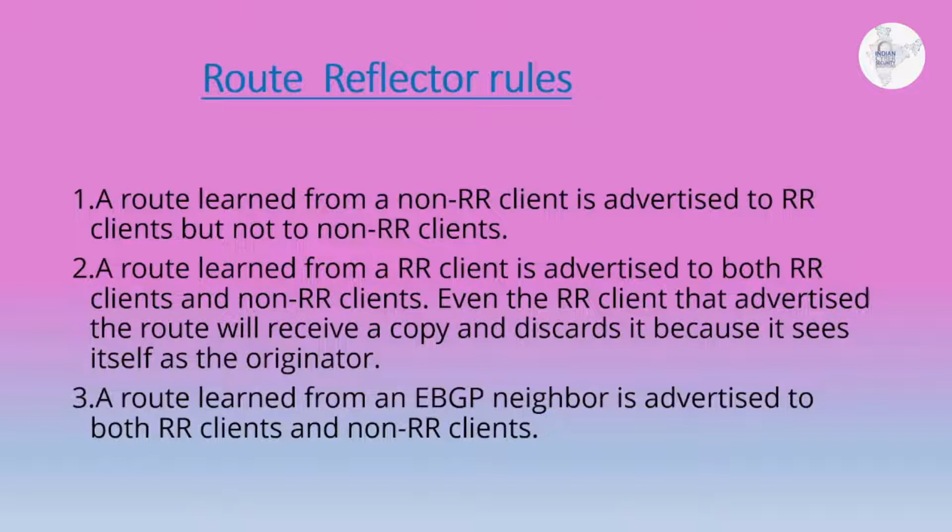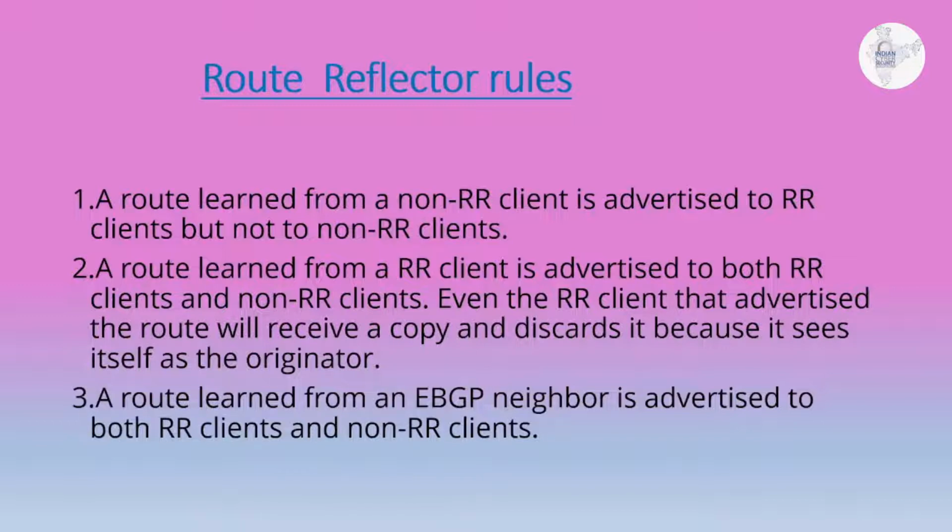Second, a route learned from a route reflector client is advertised to both route reflector and non-route reflector clients. And even the route reflector client that advertises the route will also receive a copy of its own route, but it will discard it because it sees itself as the originator of that route. If it accepts the route, it will cause a routing loop. So to avoid the routing loop, if the route reflector client sees itself as the originator of the routing update, it will discard the route.